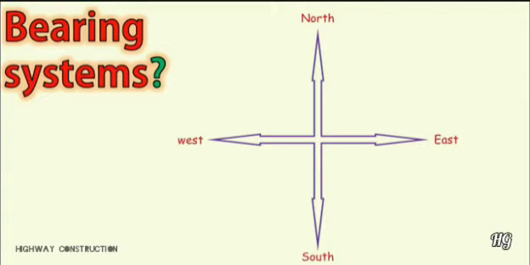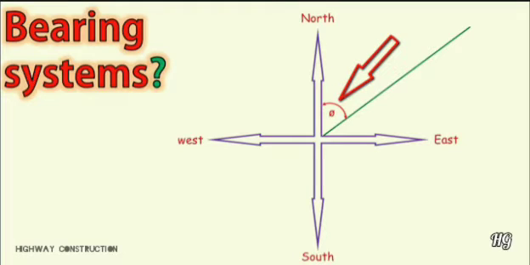But I have a question. Why should I learn the bearing systems? Let's learn this question first. Let's say there is a line in the first quadrant like this one, and that line is making an angle with the meridian line, just in that form.